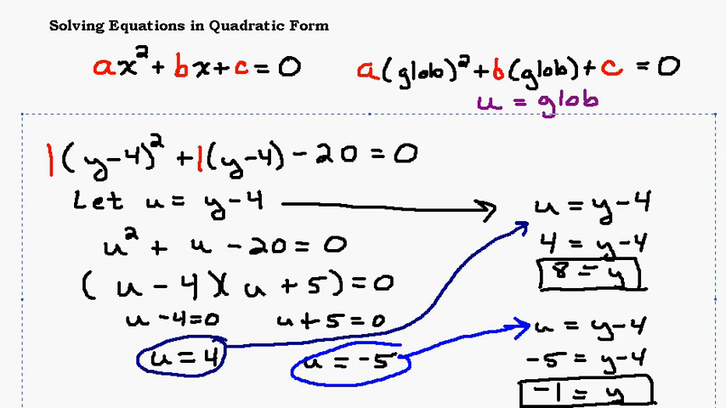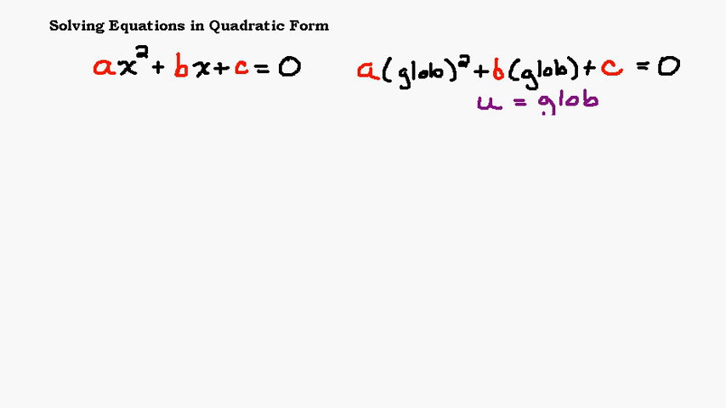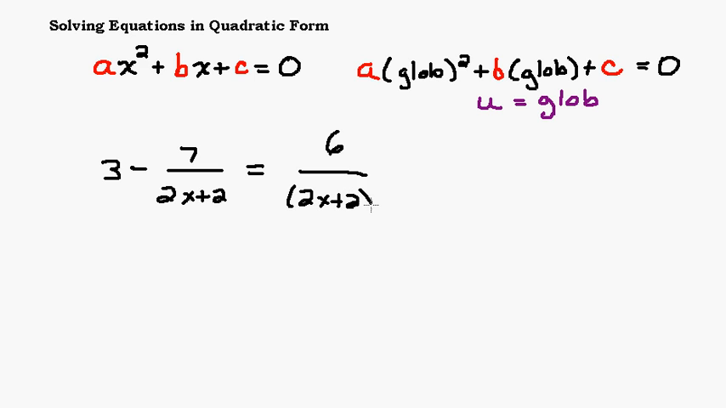The thing with these, I think that's helpful is seeing bunches of different examples, and you'll start to recognize it because it's really a pattern thing. You're looking for certain patterns. All right, let's look at this one. 3 minus 7 over 2x plus 2 equals 6 over the quantity 2x plus 2 squared.